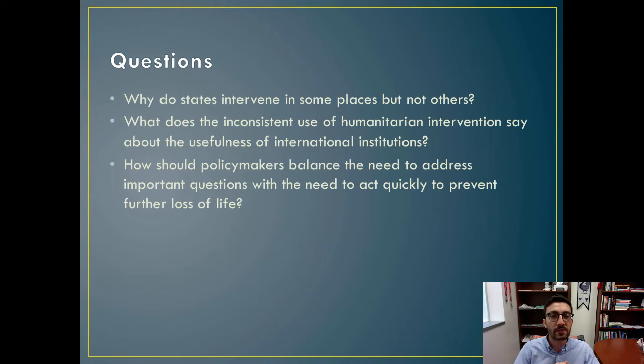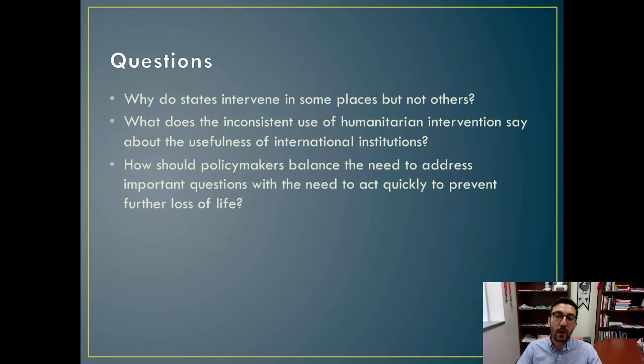What about the policymakers themselves? How can they balance the need to address important questions with the need to act quickly to prevent further loss of life? This is a real challenge, right? If there's evidence from Human Rights Watch that there's a genocide going on in the Congo, and every single day humans are being killed and no one's doing anything to stop it, do we pause and have an extensive discourse and deliberation about whether this will be an interference in the domestic happenings of a particular state, or do we act first and then ask questions later?